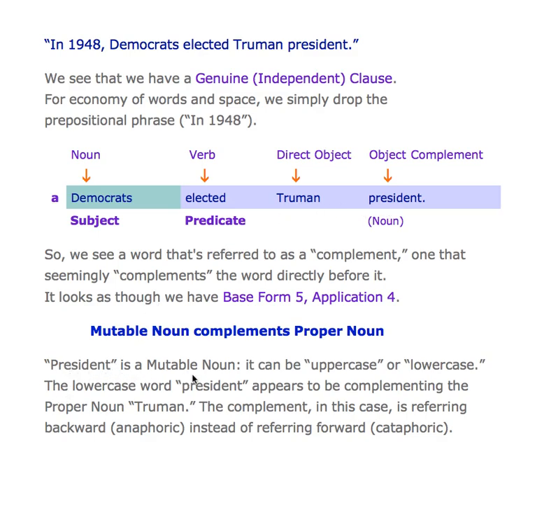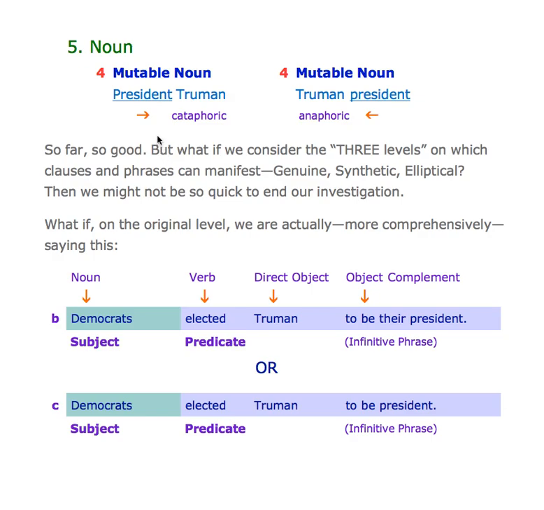President is a mutable noun. It can be uppercase or lowercase. The lowercase word president appears to be complementing the proper noun Truman. The complement in this case is referring backward. That would be anaphoric instead of referring forward, which is cataphoric. So we see here in the original example in our original list that the complement is complementing forward. And today we just showed that the complement might be complementing backward.